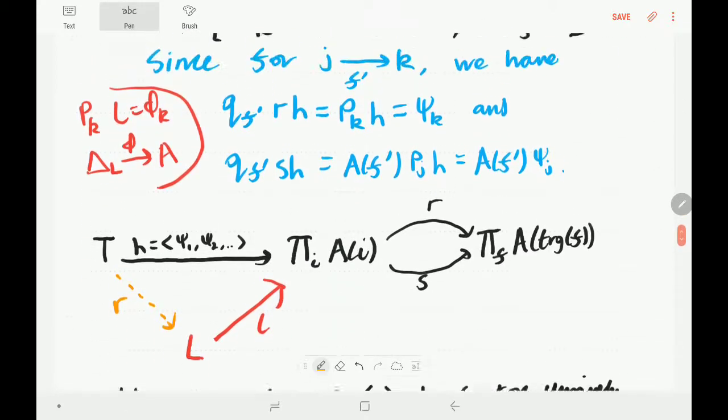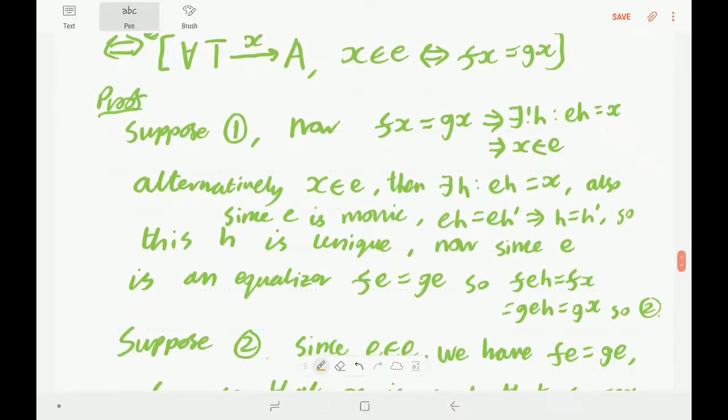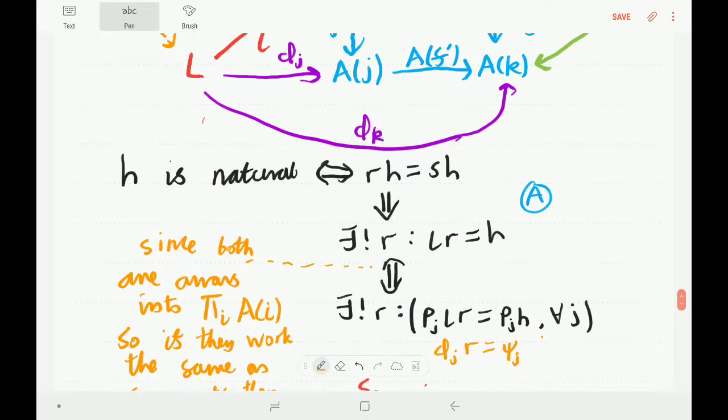Okay, so if we bundle all of the entries of the natural transformation components of this kind of pretender, this psi cone here, into one arrow from its apex t to the product, so we make this h, in other words, then we have RH equals SH. But now, since we're assuming that L is an equalizer, we have that LR equals H. In fact, there exists a unique R such that LR equals H.